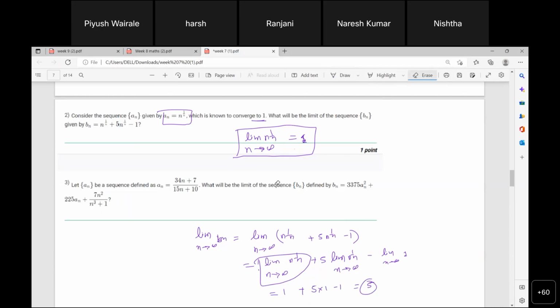Any doubt in this problem? No, sir. Yeah, this is given to me, right? This means the limit as n tends to infinity of this function is 1.